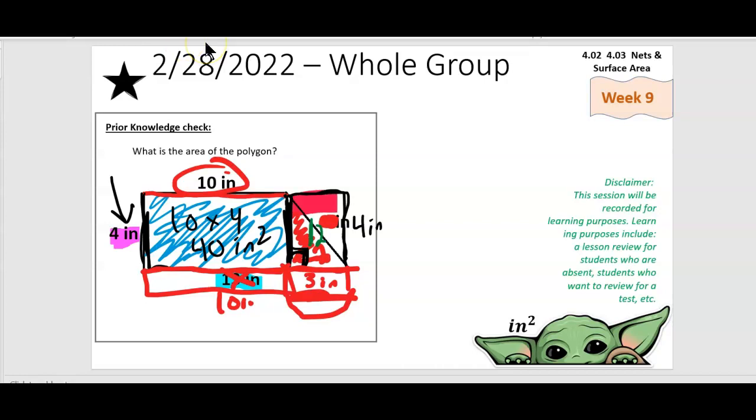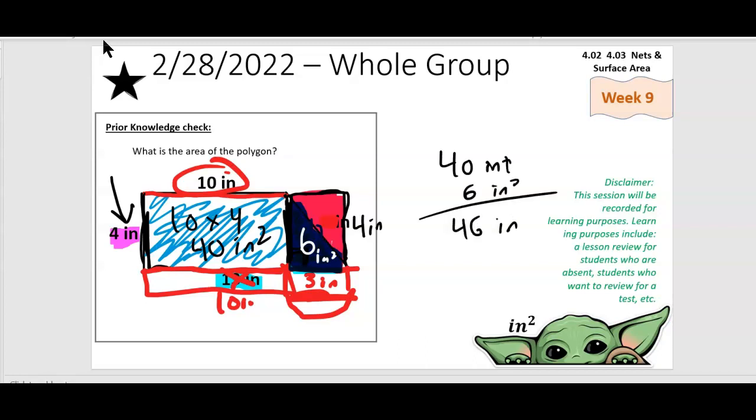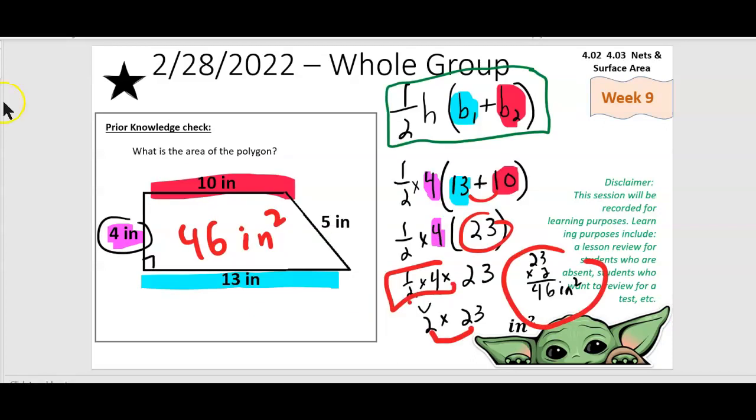12 is all of this, but we don't want all of it. We just want this half, the dark side. We want the dark side of the moon, which would be 1/2 of 12, which is 6. Now we can take that 6 inches squared, add it to our 40 inches squared, and we get 46 inches squared. See, is that what we got on the last one? Yeah, same thing.